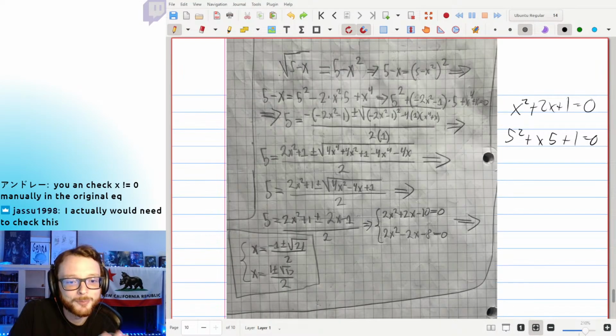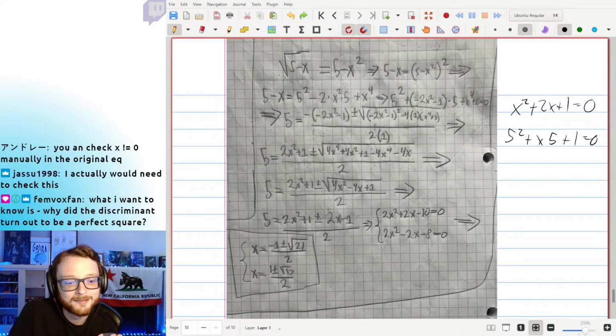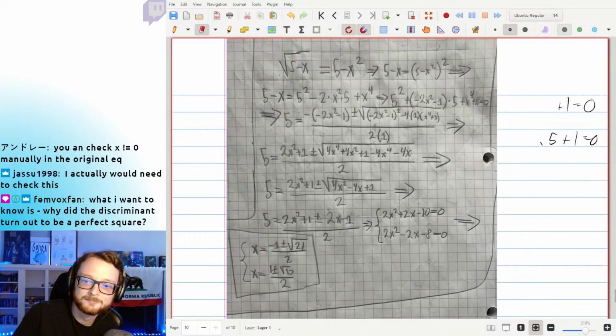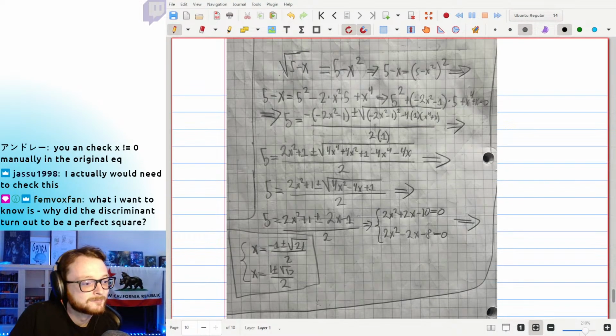Why is the discriminant a perfect square? That is curious. I assume it has to be for there to only be 2 solutions. I guess there's 4 solutions because it's quartic. But with a plus or minus there, I assume there's a reason that it has to be.